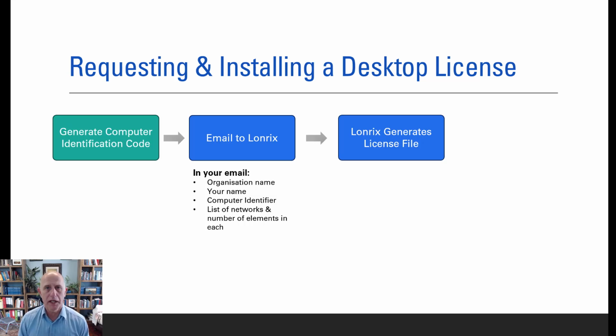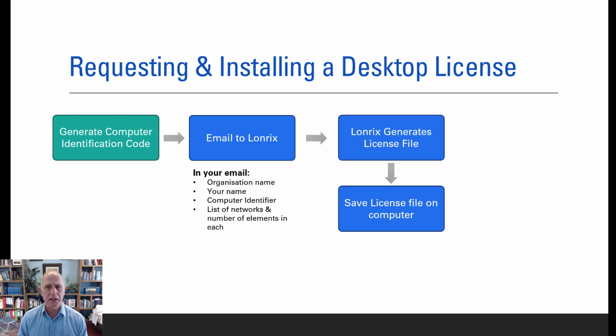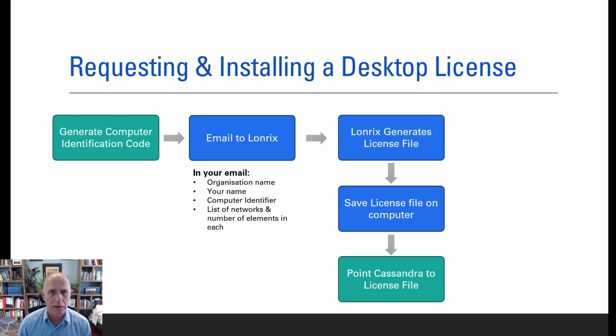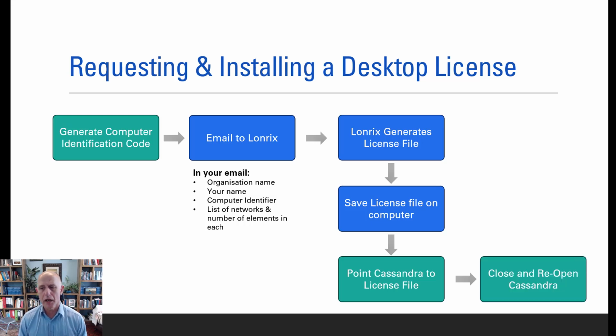after we've entered into a discussion with you and we've finalized costs, etc., we will generate a license file for you. It's a small encrypted text file, and you'll save that license on your computer, and then you open up Cassandra again, point Cassandra to the license file, and then once you've pointed it, you'll get a message that asks you to close down Cassandra, and then you just reopen it and the license will then be activated.